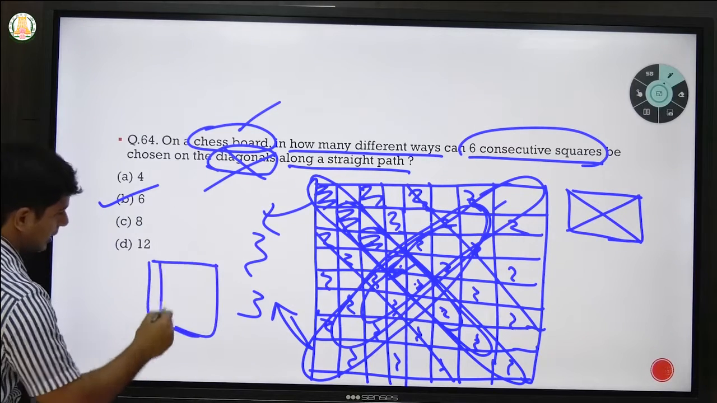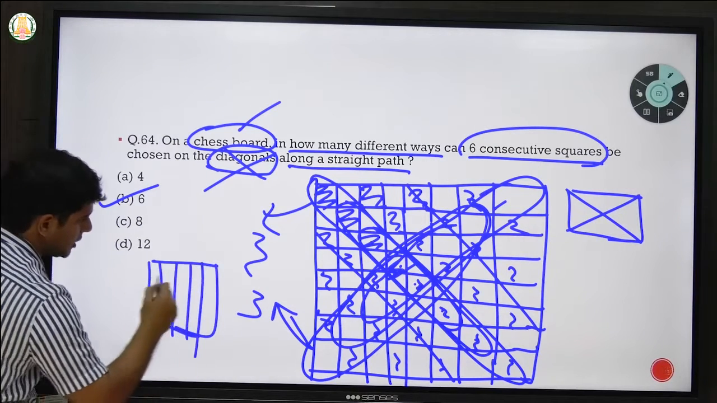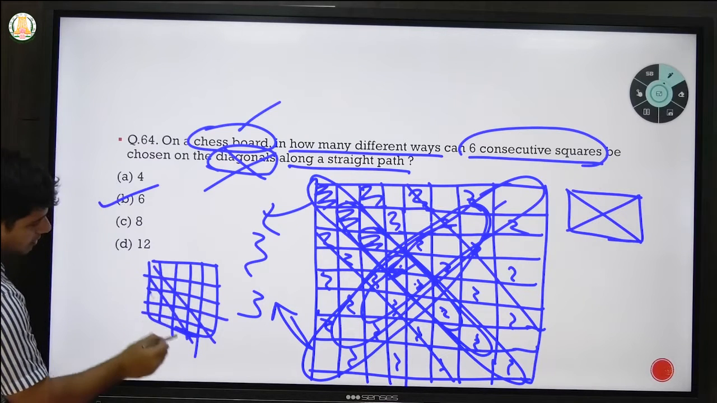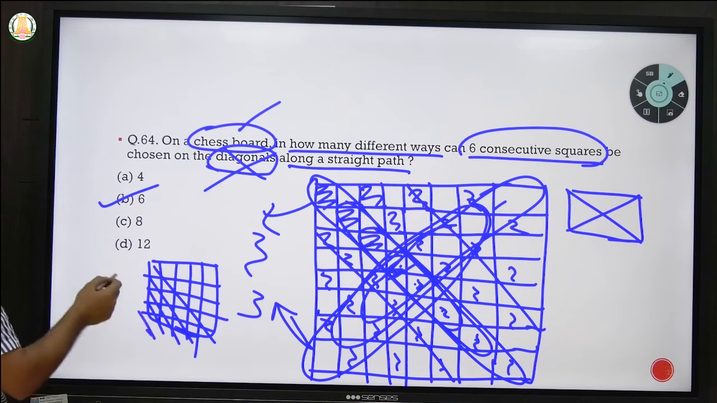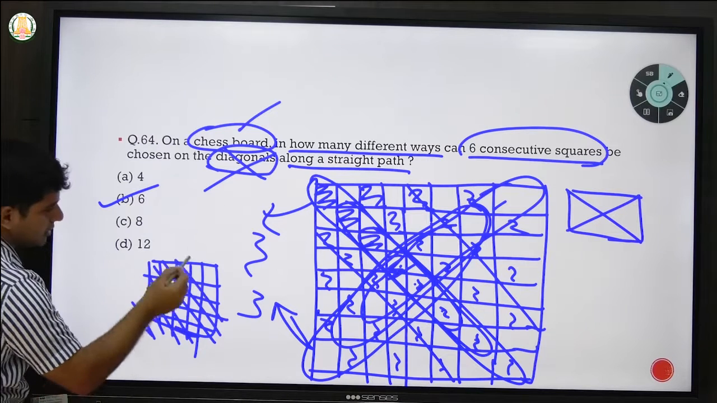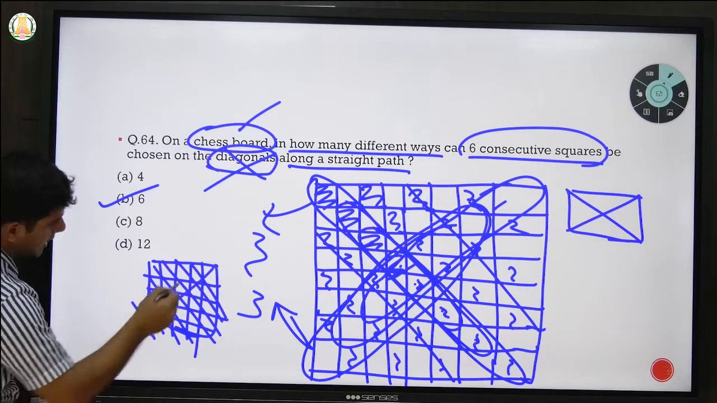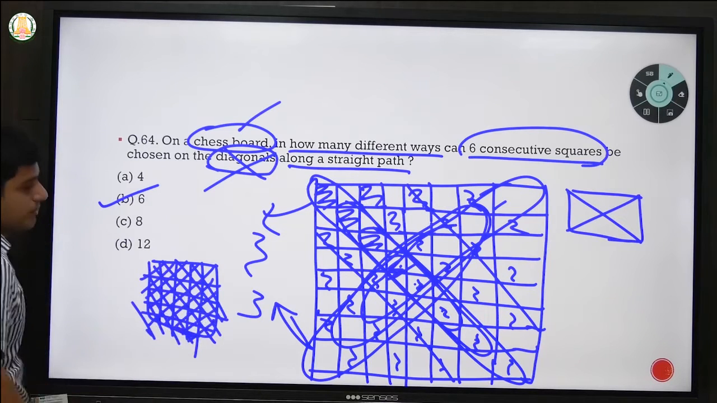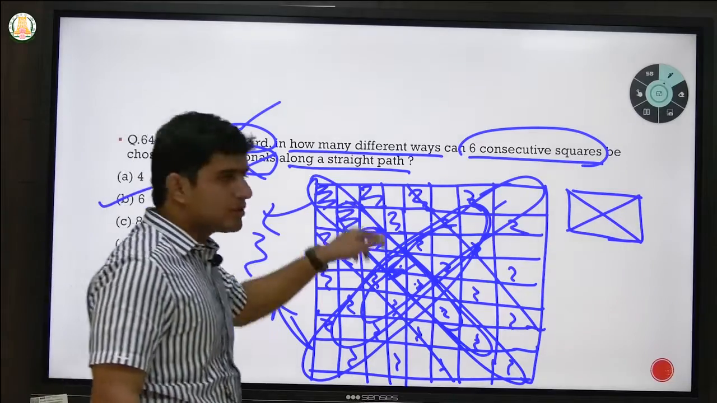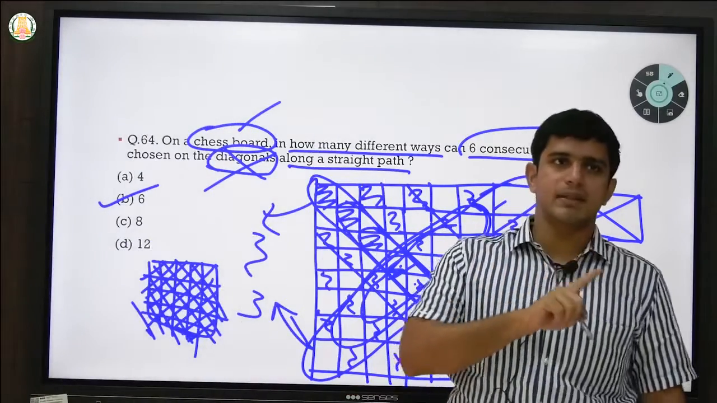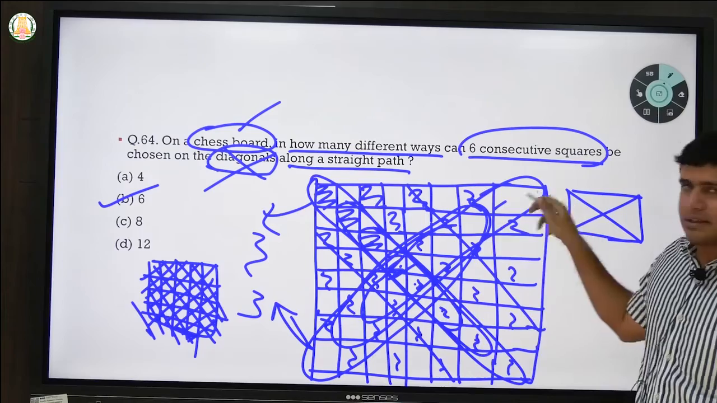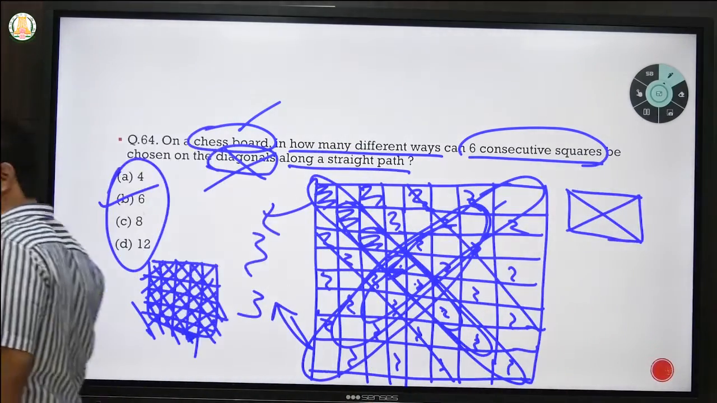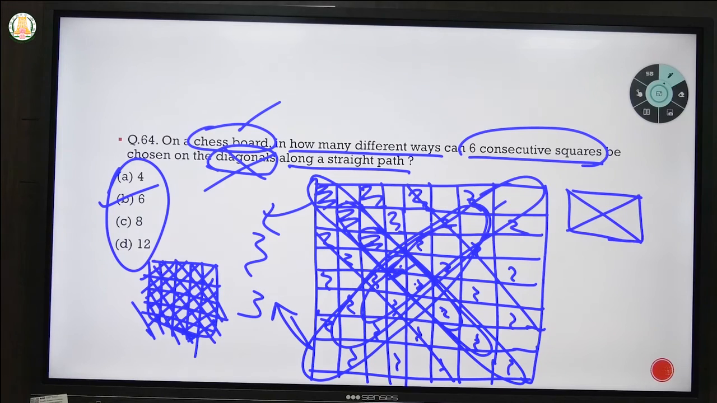So, all these columns you have to see, all these rows you have to see, and along the diagonal also, whatever is parallel to the diagonal also becomes your straight line, because this is a straight line. Similarly, on the other side, so this is one diagonal, and these are lines parallel to these diagonals. So, it will be very complicated, and he too knows that this is complicated. That is why he has specifically given only the diagonals. And you see the options also, 4, 6, 8, 12, the numbers are very small.